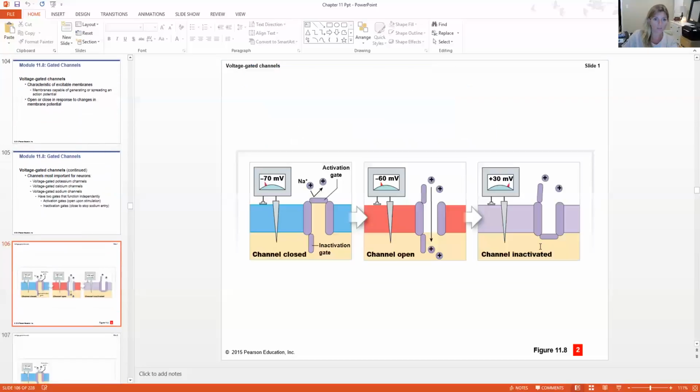So here you see these are voltage-gated channels where at -70 millivolts, our gate's closed. We go to -60 millivolts, our gate's open, freely permeable, totally open, and then at plus 30 millivolts, our channel is now inactivated, not letting any more in or out.